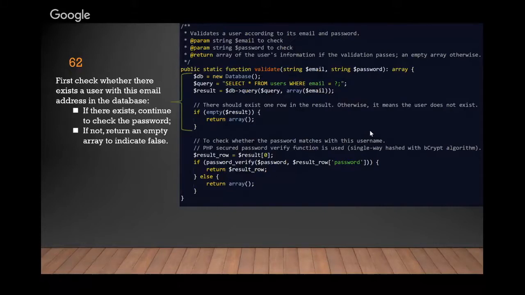And then we have the password verify function. Result row password is a column of this result, the column that is storing the password. And this password is the password that is entered by the user. If password verify returns true, we will return this result row. Then later the controller will know that the row is not empty, then it can grant access to this user. If it's wrong, we return an empty array, which tells the controller that the password is wrong. So what's the magic behind this password verify?